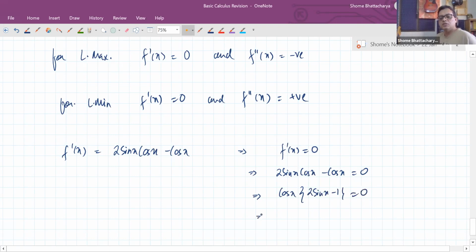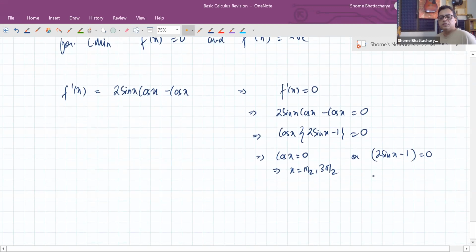So it means that either cos x is 0, which means that x within that domain that we have taken would be pi by 2 and 3 pi by 2, or 2 sin x minus 1 should be 0. And that would imply that sin x is equal to half. So that would imply that x is equal to either pi by 6 or 30 degrees, or 5 pi by 6, sorry, yeah, 5 pi by 6 or 150 degrees.